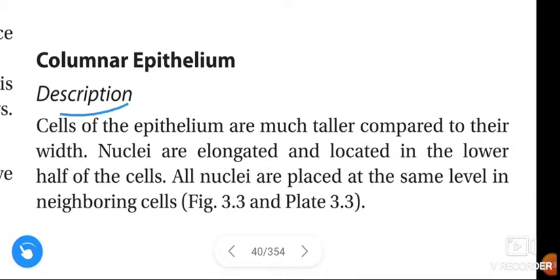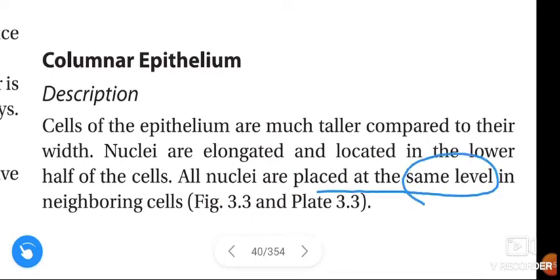See once again, description of simple columnar epithelium. The cells of the epithelium are much taller when compared to their width. Nuclei are elongated and located near the lower half of the cells, and all nuclei are placed at the same level in neighboring cells.